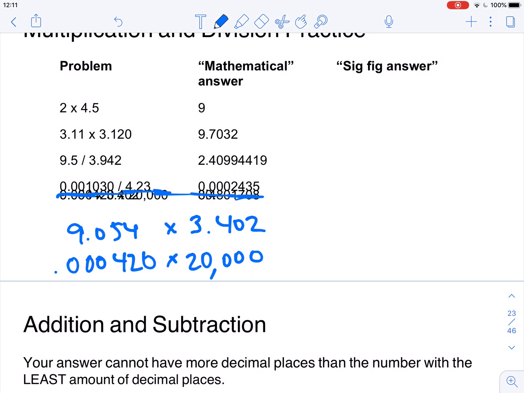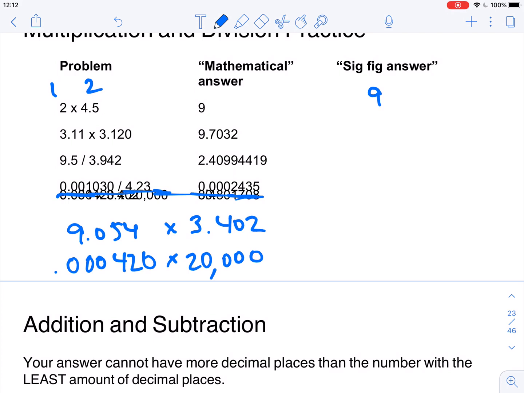So when I look at my first problem, 2 times 4.5. Mathematically, I would get 9. So I need to look at my sig figs here. If I have 2 here, that's 1 sig fig. 4.5 has 2. My answer should only have 1 sig fig, the least of the 2. This one still stays the same. 9 only has 1 sig fig.